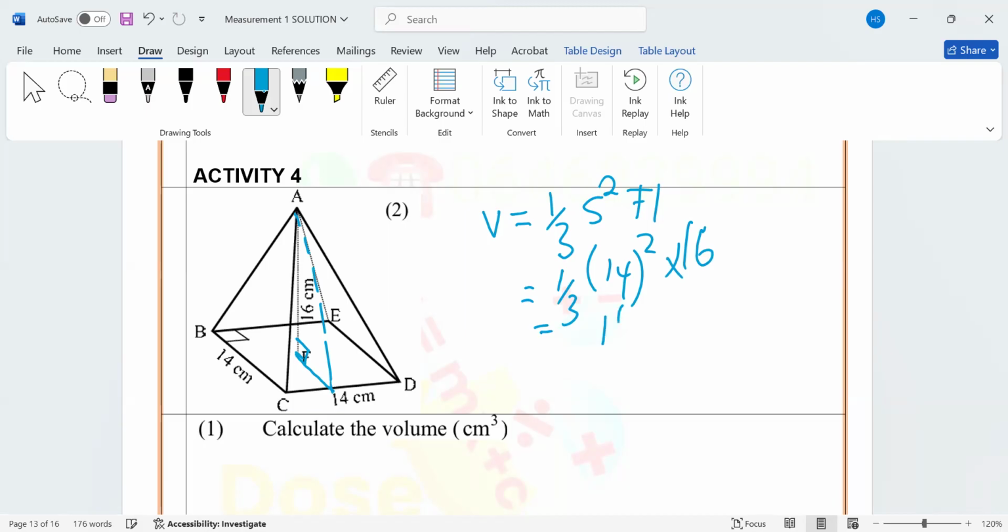1,045.33. So what should I write here? Meter, centimeter, centimeters cubed. Yes. Okay, we're done with number 1. Now let's go to number 2.